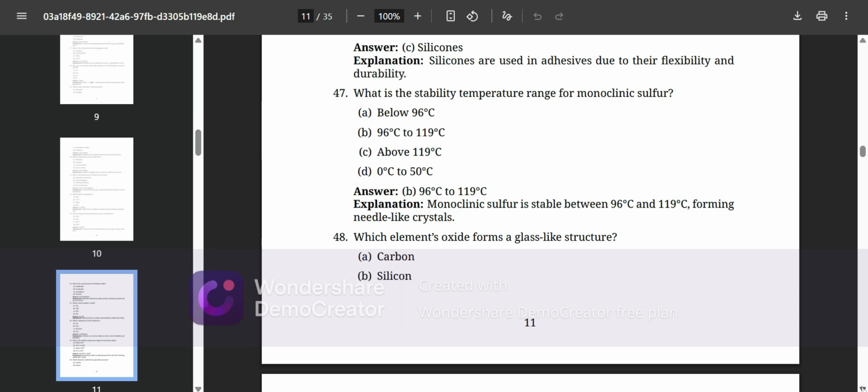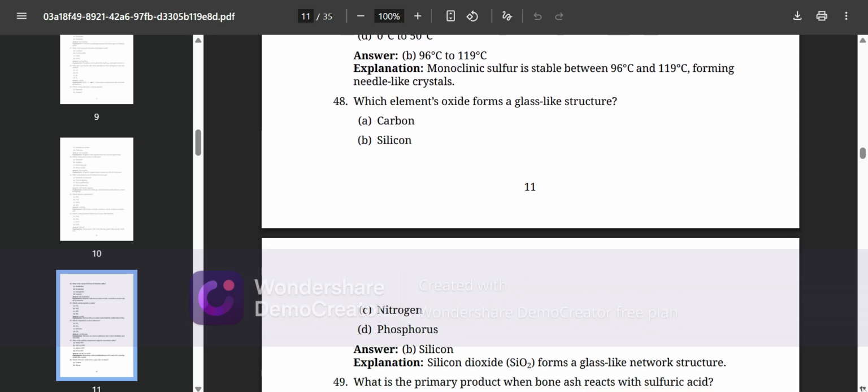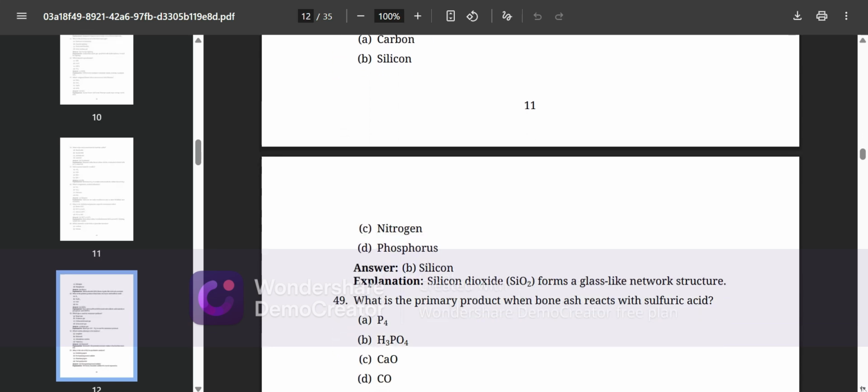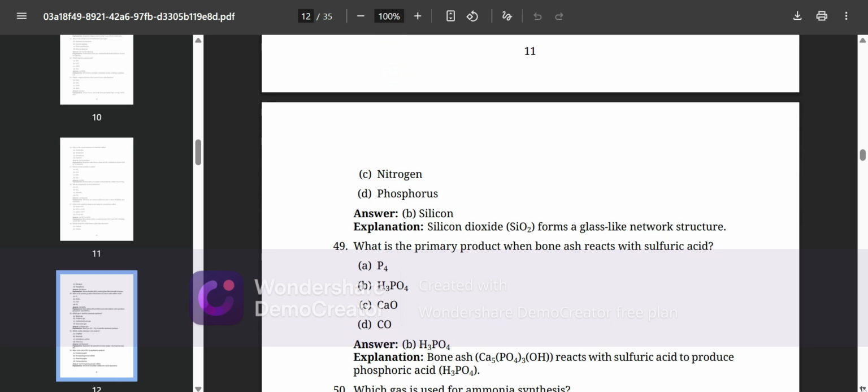What is the stability temperature range for monoclinic sulfur? 96 degrees Celsius to 119 degrees Celsius. Monoclinic sulfur is stable between 96 degrees Celsius and 119 degrees Celsius, forming needle-like crystals. Which element's oxide forms a glass-like structure? Silicon oxide, SiO2, forms a glass-like network structure.